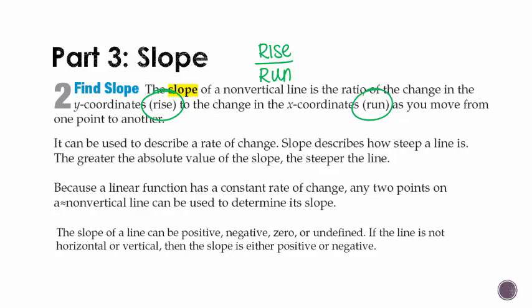Slope can be used to find or to describe a rate of change. Slope describes how steep a line is. The greater the absolute value of the slope, the steeper the line is. Because a linear function has a constant rate of change, absolutely any 2 points on a non-vertical line can be used to find the slope. The slope of a line can be positive, negative, 0, or undefined. If a line is not horizontal or vertical, then the slope has to be positive or negative.